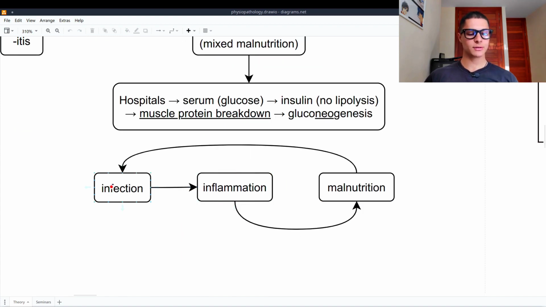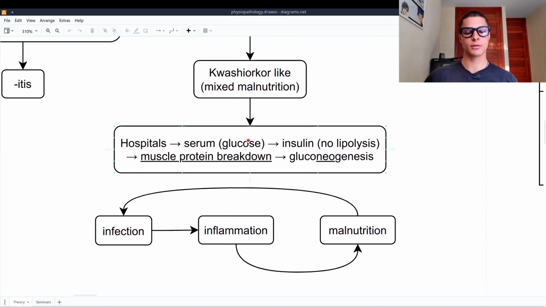To summarize, we have the infection that will cause an inflammation. This inflammation, because of all the problems it can get, will cause malnutrition because we will end up here with a serum with glucose, and this malnutrition will weaken us, increasing the probability of getting a new infection.